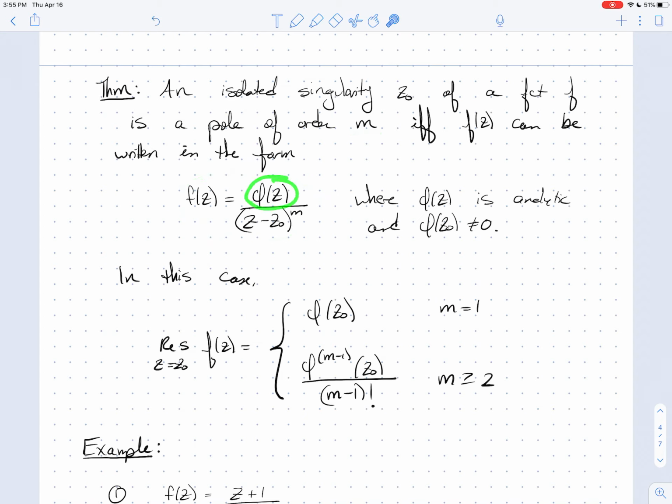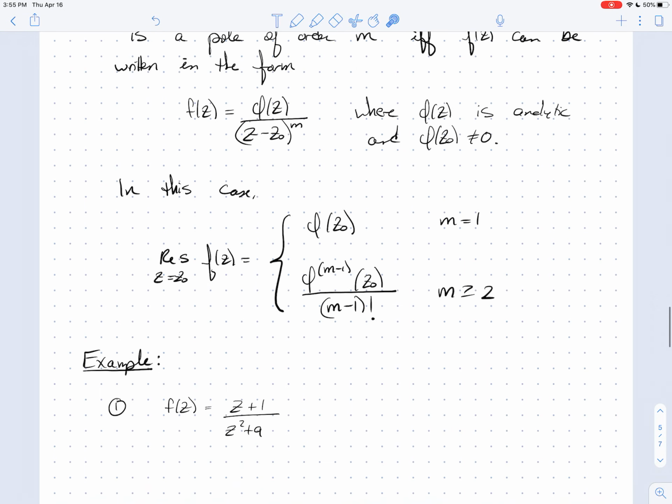and this is really important, where this other function phi is analytic. Number one, it's got to be analytic, and number two, phi of z0 can't be 0. You need both of those. So in this case, i.e. when f does have a pole of order m, then phi actually tells you the residue.